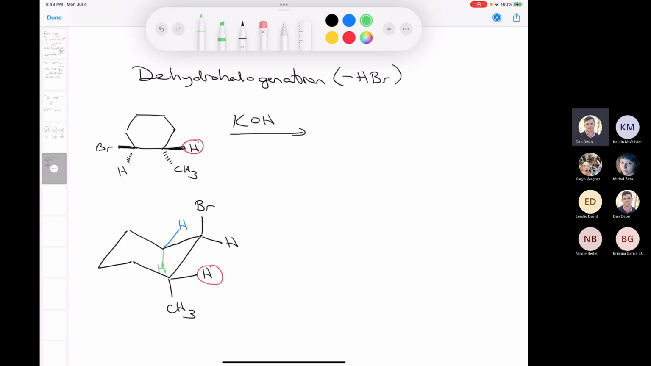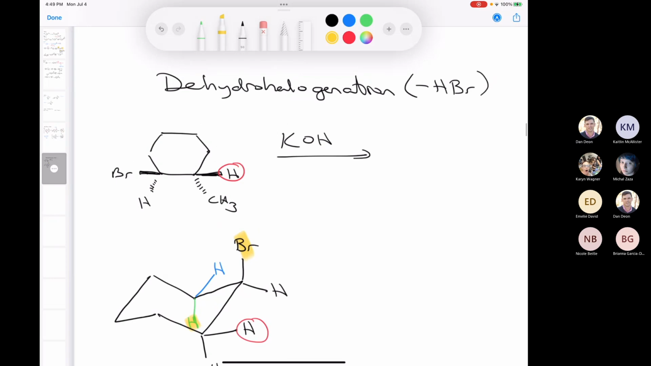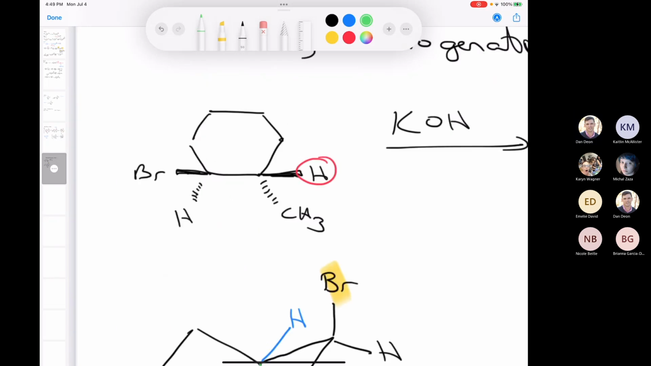The green one is anti-periplanar to it. So if we highlight the bromine and this proton, they're anti-periplanar. Look, you could look at it this way too. If the bromine is up and axial, that means this proton is up and equatorial. So you cannot do an elimination. You cannot form a double bond here.